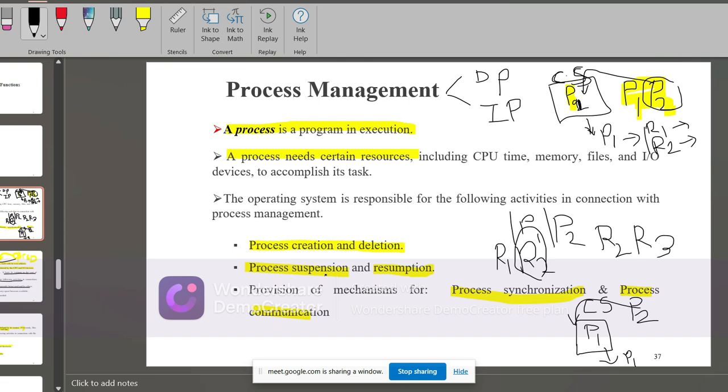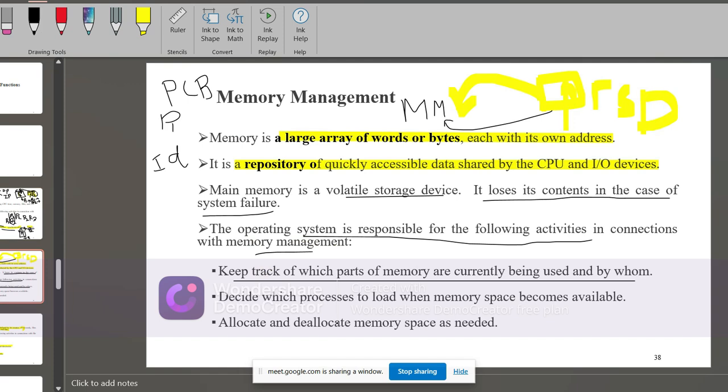Process suspension is nothing but the process going under waiting state or infinite waiting. That is nothing but the deadlock state. Or whenever a process is resumed, or we can say the process got its resources, at that time it can start its execution. That is nothing but the process resumption. So whenever processes are dependent, the concept of process synchronization and process communication comes into the picture. So this is nothing but process management.